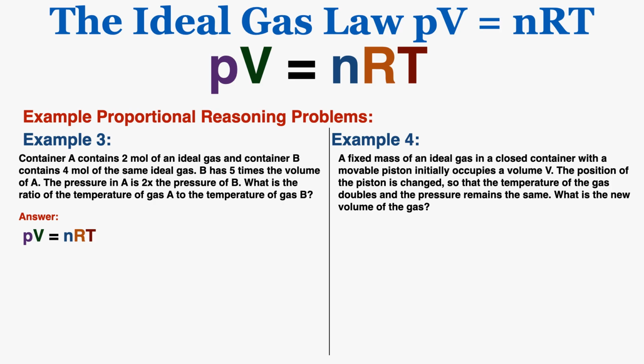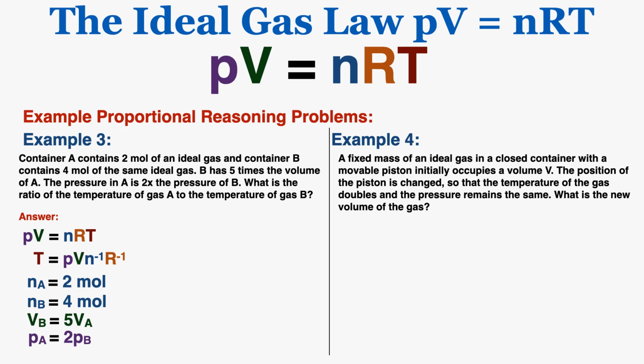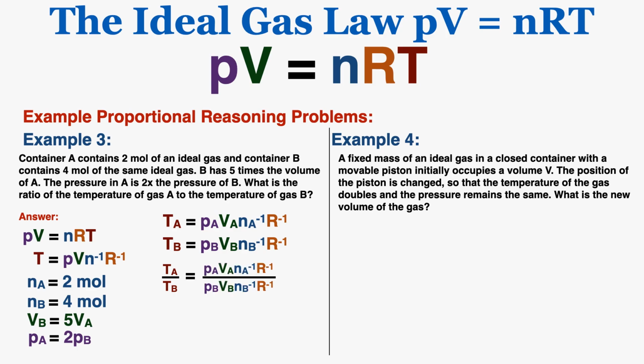So as an answer, PV equals nRT. I'll isolate T by itself because I'm taking the ratio of temperatures. I know that the number of moles in A is 2, and the number of moles in B is 4. And the volume of B is 5 times the volume of A. And the pressure of A is 2 times the pressure of B. So this is the equation for the temperature A, and this is the equation for the temperature B. So TA over TB is equal to this.